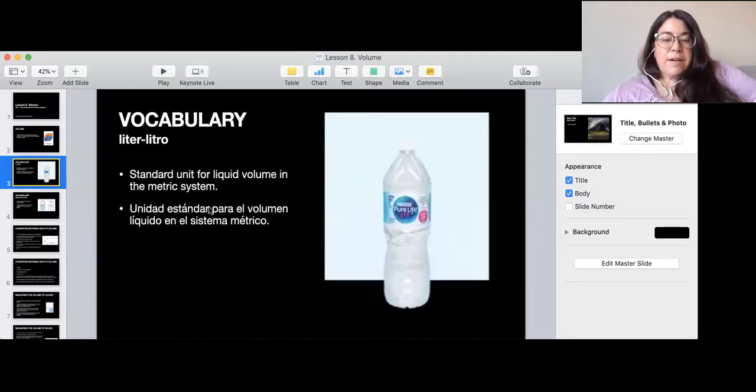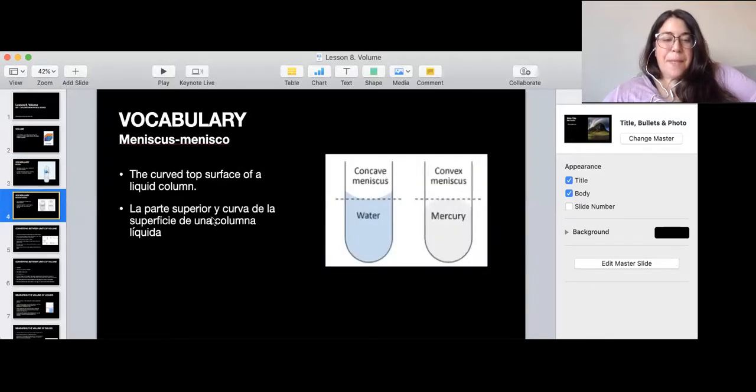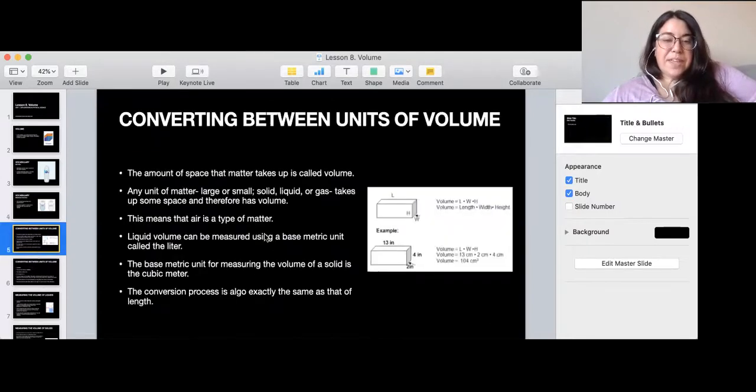For the vocabulary, we have liter, the standard unit for liquid volume in the metric system. You probably know liter from when you buy a bottle of water or juice. Meniscus is the curved top surface of a liquid column. When you put water in a little tube, it's going to be curved like this, so you measure it at the lowest point. Then converting between units of volume.